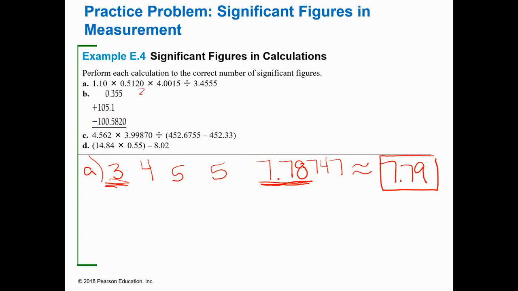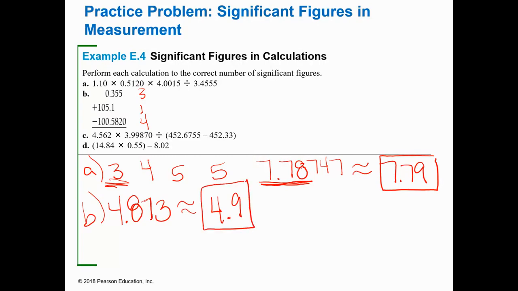Okay, for B, remember we're looking after the decimal. I've got 3 after, 1 after, 4 after. So I'm only going to be able to keep 1 after the decimal, but we still do all the math. Okay, so for B in my calculator, I get 4.873. Again, we're keeping 1 after the decimal. So this comes out to 4.9 because of rounding.